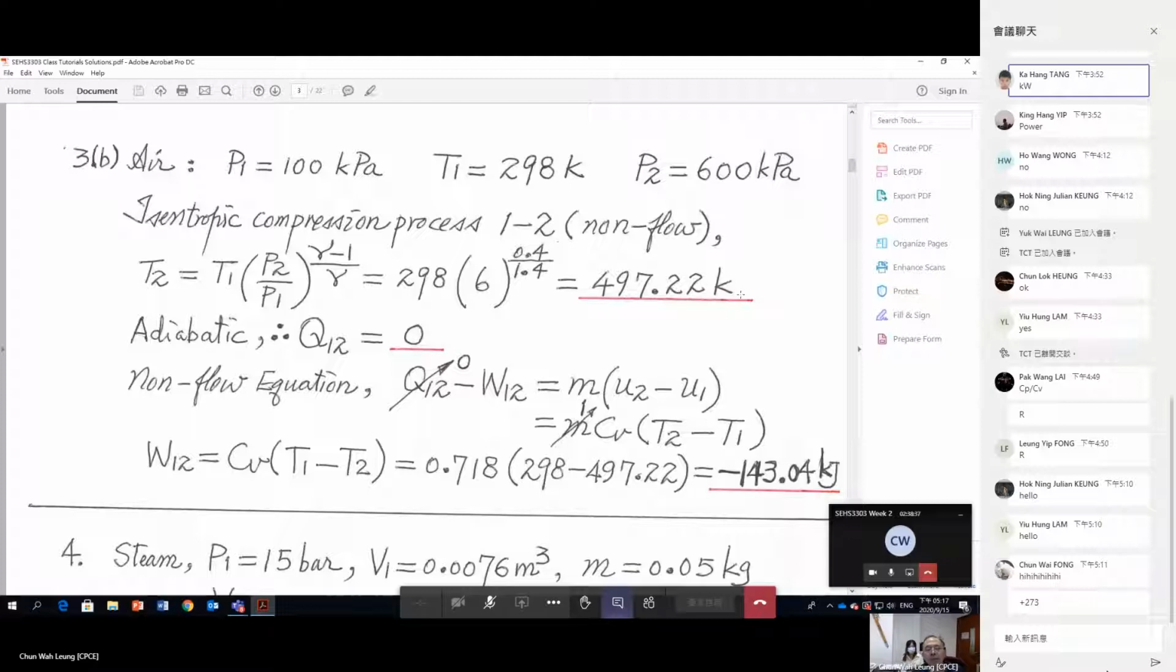Now, based on that, the process characteristics is PV gamma equal constant, and the working fluid is a gas. Therefore, we always have two equations to help us to solve the relation between the pressure ratio and the temperature ratio and the volume ratio.